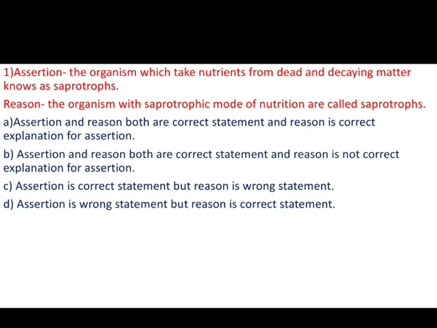So the first option, A: assertion and reason both are correct statements and reason is the correct explanation for assertion. Option B: assertion and reason both are correct statements and reason is not the correct explanation for assertion. Option C: assertion is a correct statement but reason is a wrong statement. Option D: assertion is a wrong statement but reason is a correct statement.